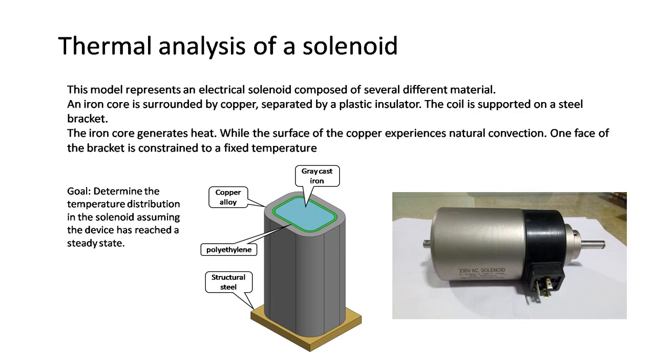So what happens? We are going to have a fixed temperature here. We are going to have a convection condition on surfaces, and we are going to have an internal heat generation in the core, and we are also going to find out the temperature distribution inside this particular solenoid. And also we are going to plot the variation of temperature along the width of this solenoid using Ansys Workbench.